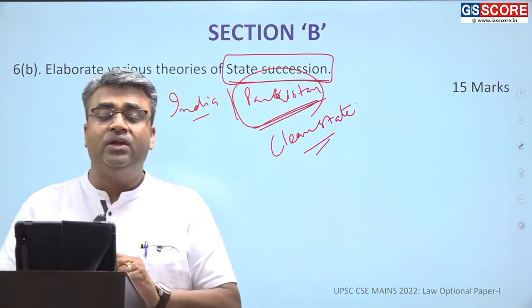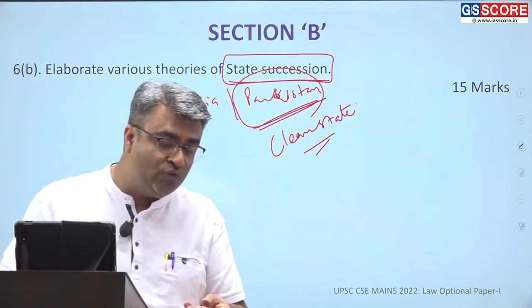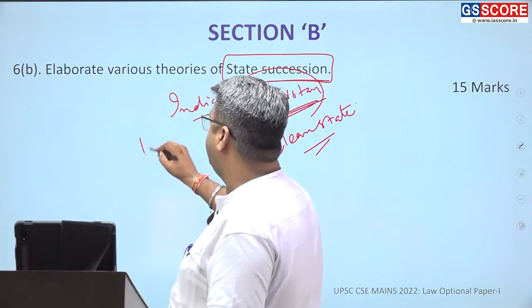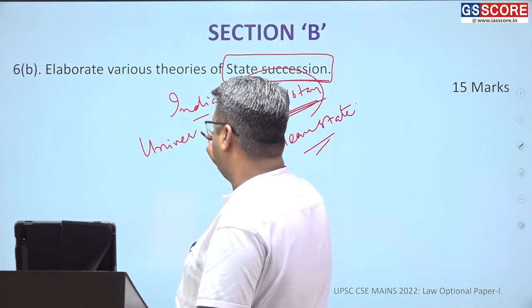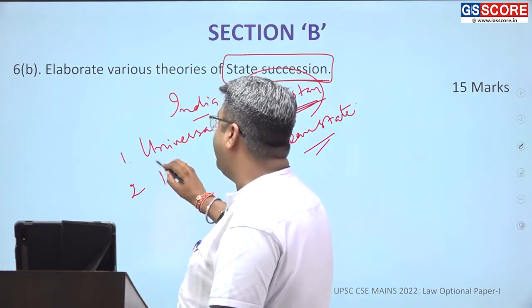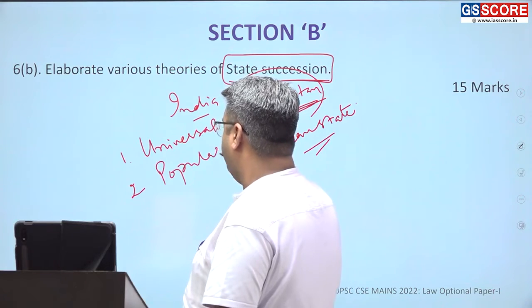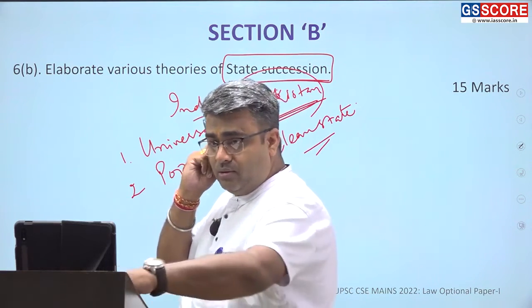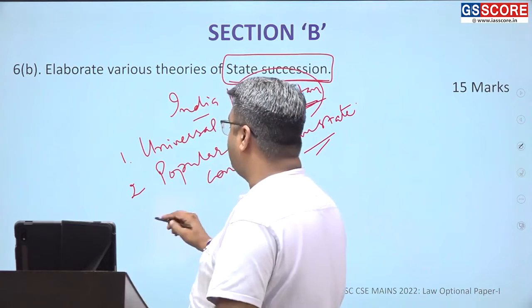So we have been given different theories actually. One is the universal succession theory. We have been given the popular continuity theory. We have been given the organic substitution theory.